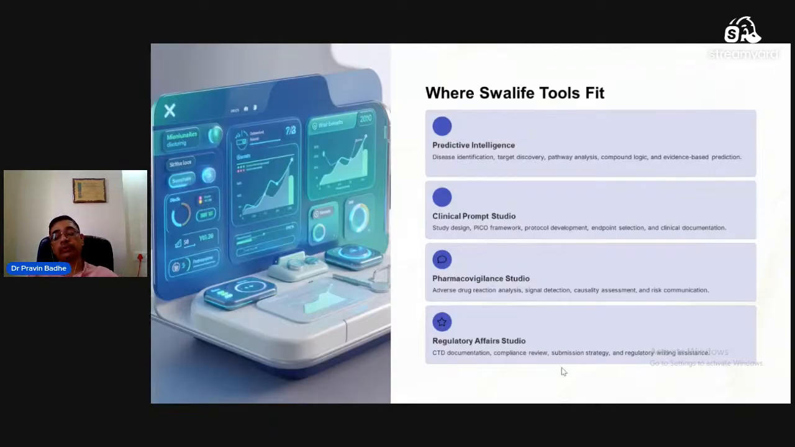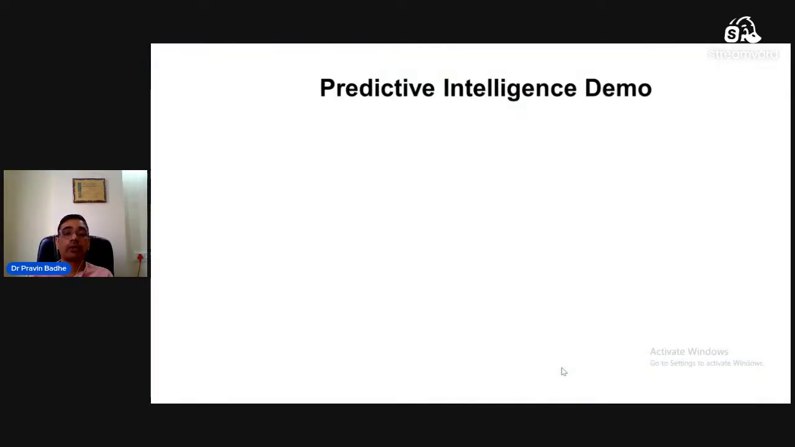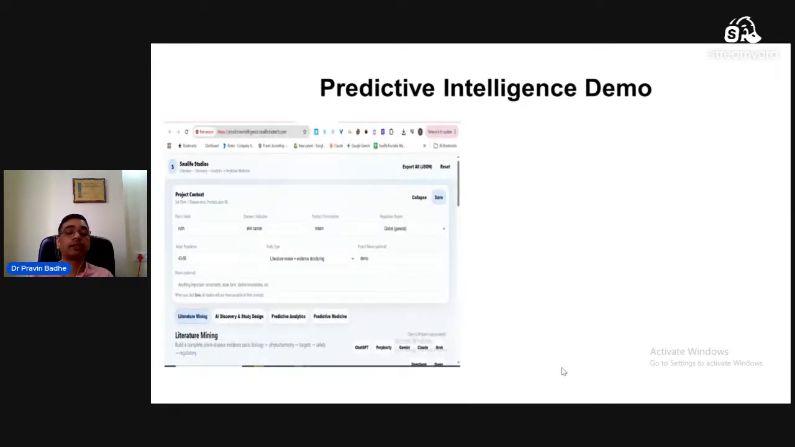As I told you, of all the 15 tools which fit in drug discovery and development, majorly predictive intelligence and clinical prompt studio are the tools which I will be showing you, and how we are utilizing them in our product development. But also pharmacovigilance studio and regulatory studios are there, which are being utilized in further drug development. So I will be showing you the demo of the predictive intelligence tool now, which actually looks like this.